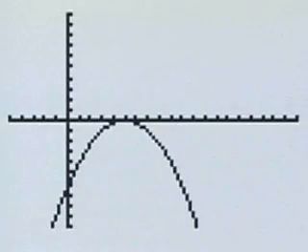And here we see the graph. It's a U-shaped graph, the graph of the squaring function, shifted 5 units to the right, reflected across the x-axis, and shrunk by a factor of 1/4. All right, let's try another problem.